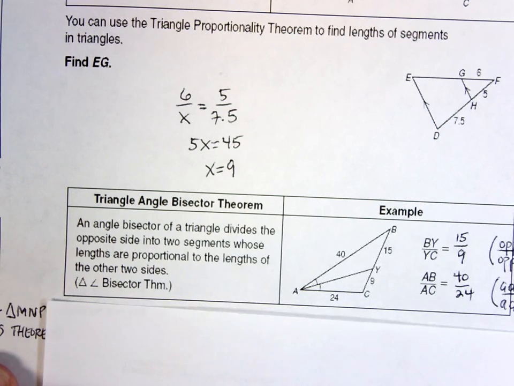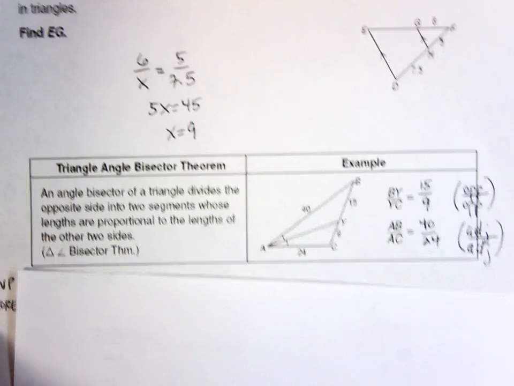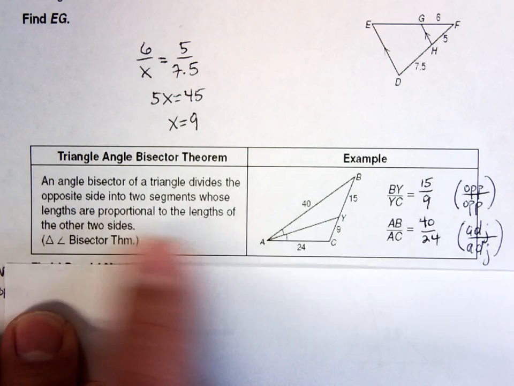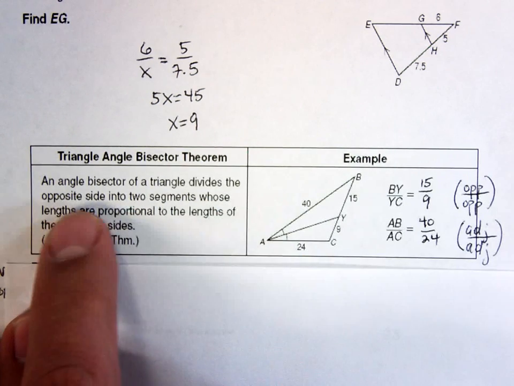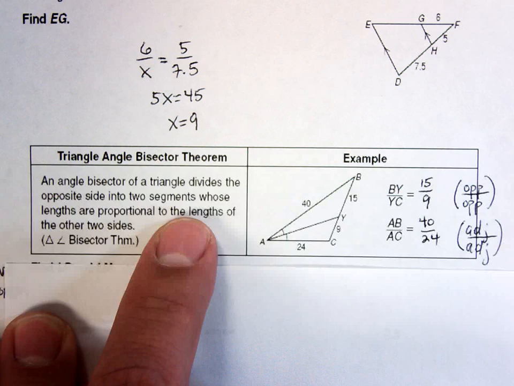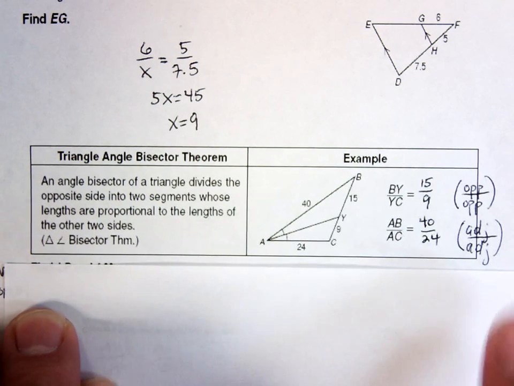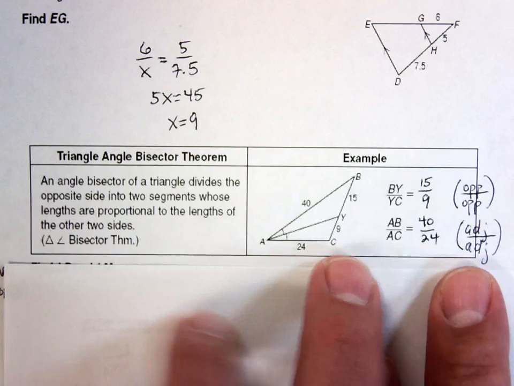Triangle angle bisector theorem. See if I can get it to show. There we go. An angle bisector of a triangle, there's my angle bisector, divides the opposite side into two segments whose lengths are proportional to the lengths of the other two sides. It's a mouthful, might not be clear. There are two different ways to think about it. The notes decided to go this route.